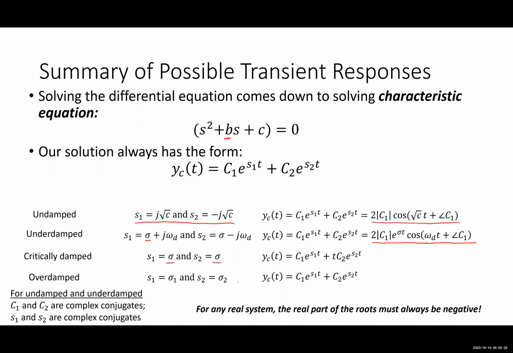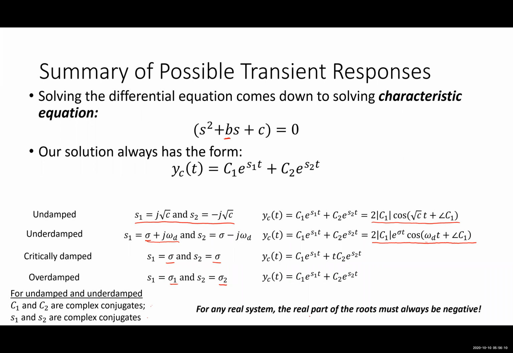For overdamped, I have the same result that I have for underdamped and undamped, except the roots are real and distinct, meaning that they are different. All right, a couple of important things to keep in mind. For the undamped and underdamped case, C1 and C2 are always complex conjugates. S1 and S2 are always complex conjugates, and you see that in the way I've written this here: sigma plus j omega d, sigma minus j omega d. That's what leads to the fact that these exponentials become a cosine.